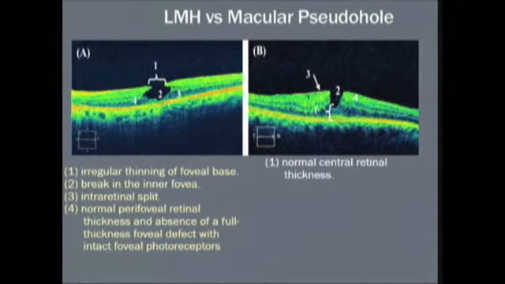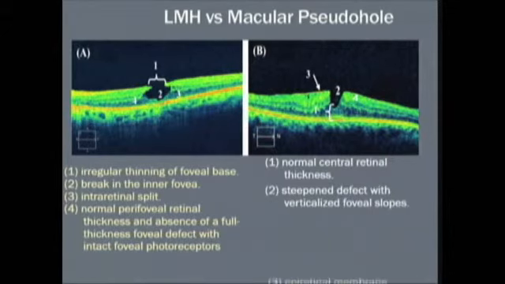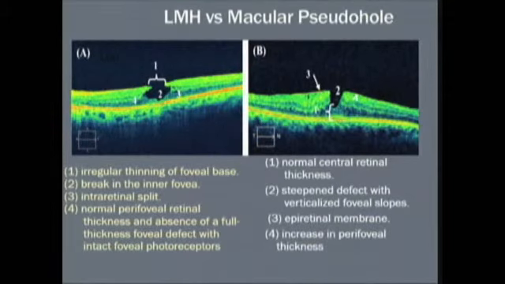While in the pseudohole, there is normal central retinal thickness, because we don't have a loss of retinal tissue, and there is a steepened defect of the fovea because of the pulling of the epiretinal membrane, and we can also see the epiretinal membrane is clear, and there is an increase in the thickness of the perifoveal area because of the traction.